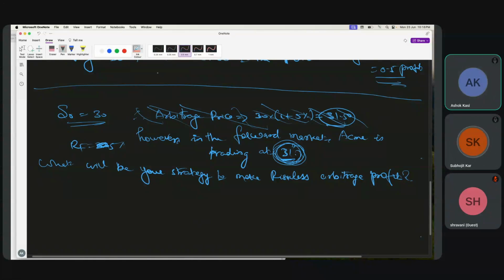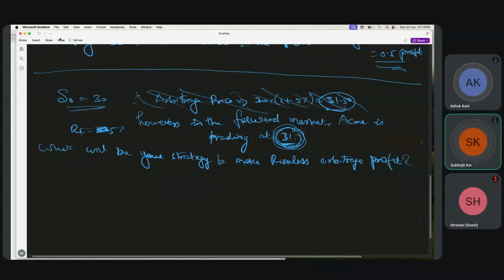Say it again. It is now trading at 30 in the spot market. In the forward, after 1 year, people are ready to buy and sell at 31. And right now, people are ready to buy and sell at 30. If the risk-free rate is 5%, it should be 31.5, right? It should be, but it is not. So I'll short at 31. So it is undervalued. Yes, the forward market is undervalued.